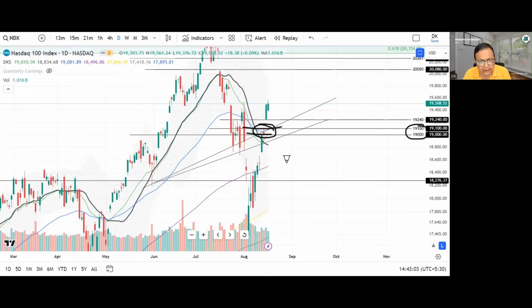However, there is an intermittent support also, because the price got rejected here. There is a gap. So 19,240 is an intermittent support in Nasdaq.